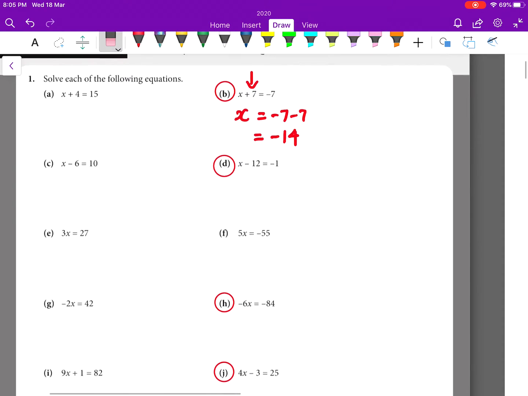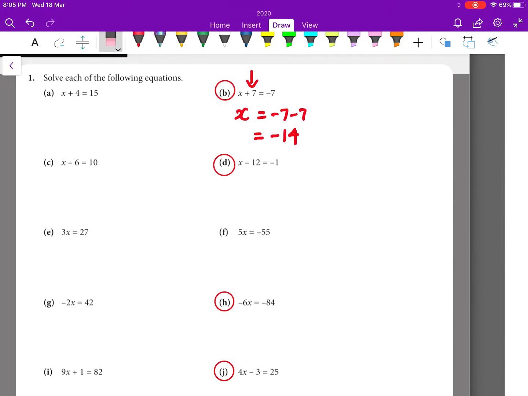Okay, next question. x minus 12 equals negative 1. So the opposite of negative 12 now is plus 12. So I'm going to add 12 on both sides. If I add 12 on the left, the negative 12 will be gone. So I just have to add 12 here. So the answer is 11.